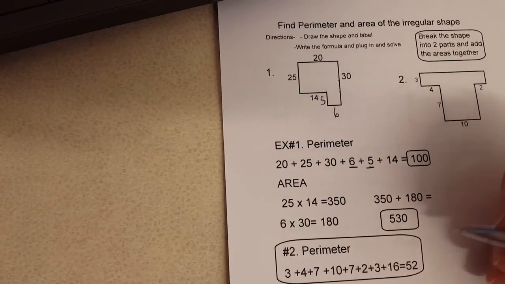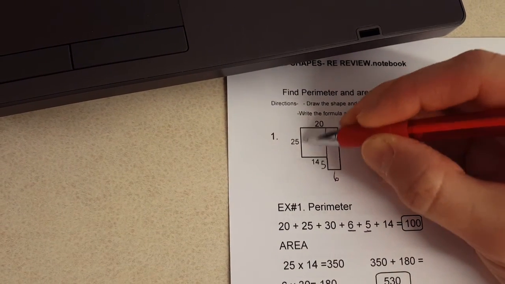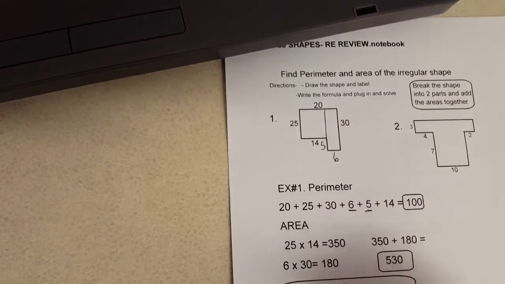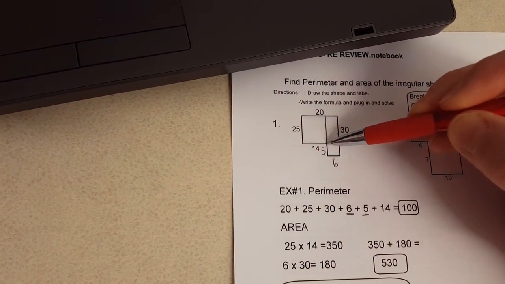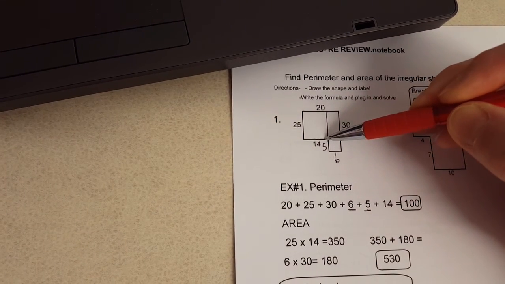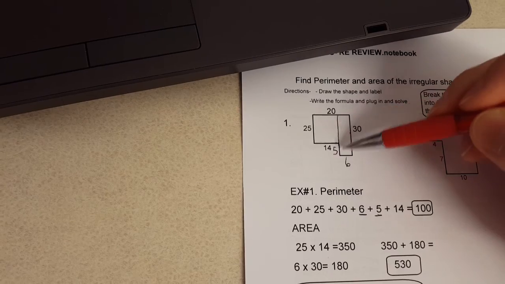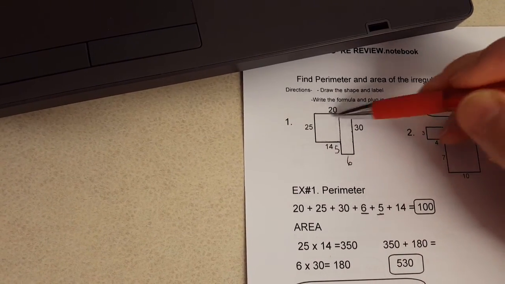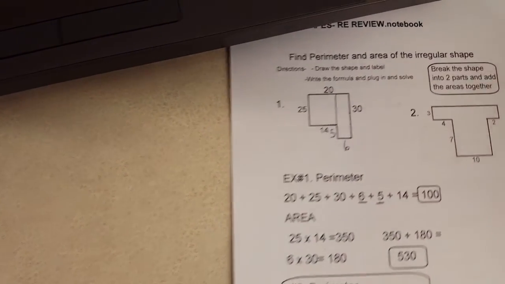I broke this question up into 2 shapes. This rectangle and this rectangle. So I did 25 times 14, my length and width, and then I did 6 times 30. Since I'm finding the area of this whole shape, I add them together and get 530.